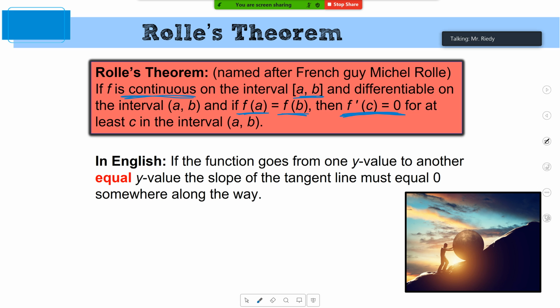If a function goes from one y value to another equal y value, the slope of the tangent line must equal 0 somewhere along the way.